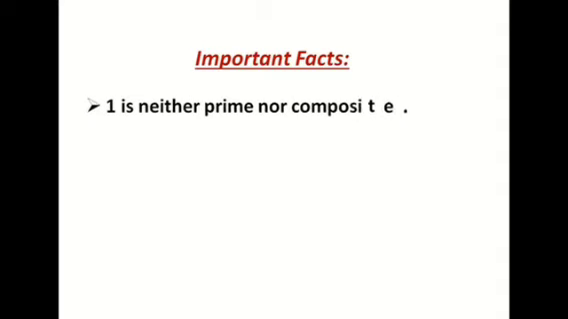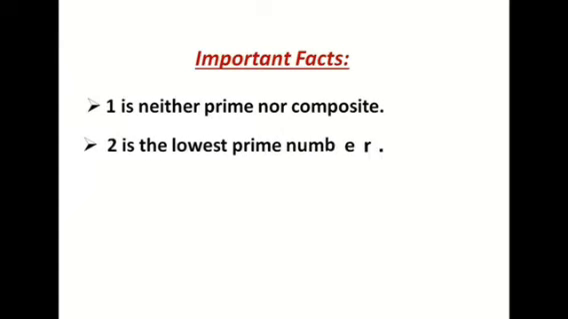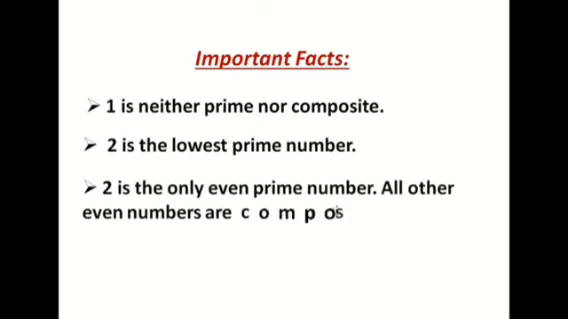Look at a few important points of prime numbers and composite numbers. Point number 1: 1 is neither prime nor composite. Point number 2: 2 is the lowest prime number. Point number 3: 2 is the only even prime number. All other even numbers are composite numbers. Remember these points. These are very important.